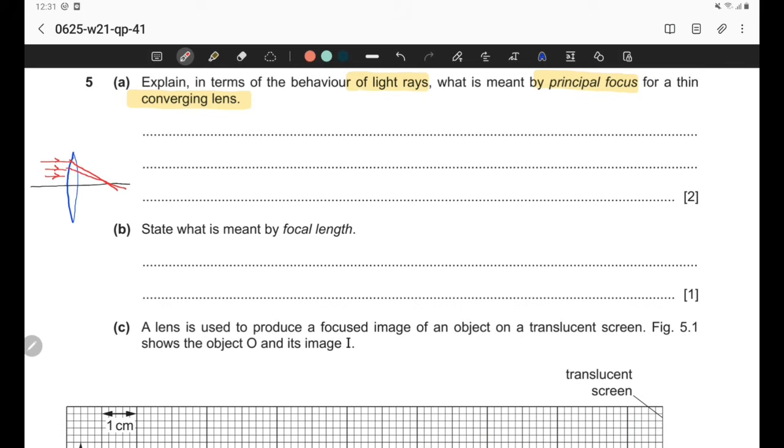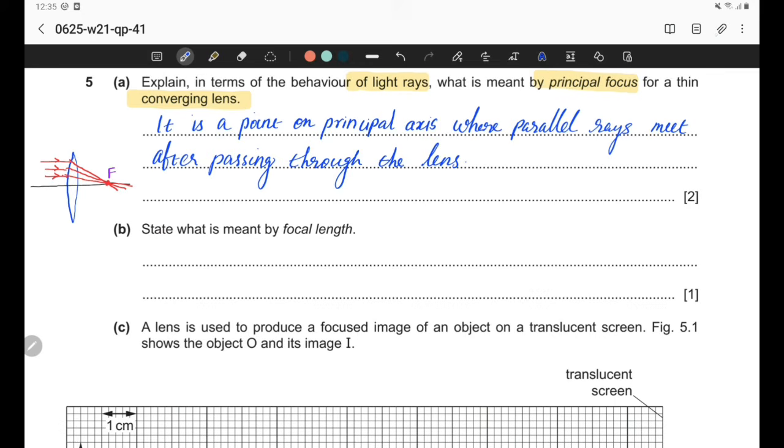So the point where all the parallel rays meet, this point is known as principal focus. So as a definition we can write, it is a point on the principal axis where parallel rays meet after passing through the lens. Part B. State what is meant by focal length.